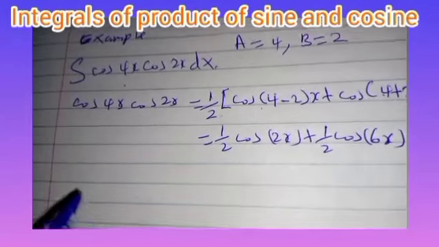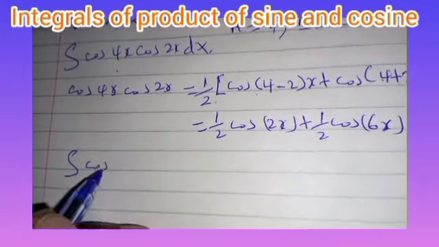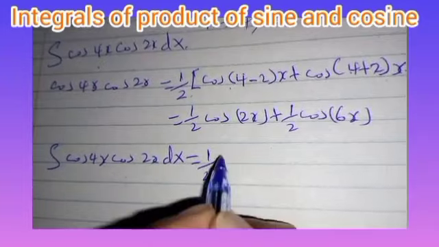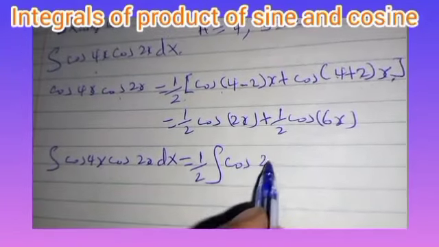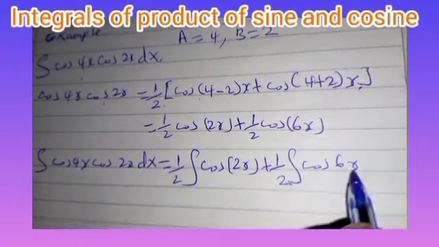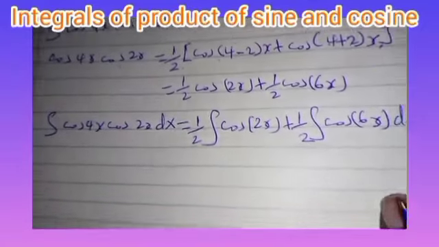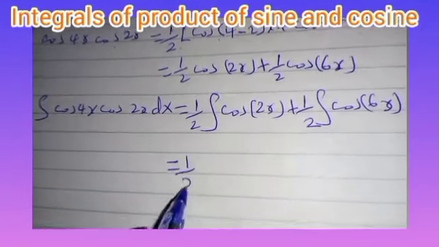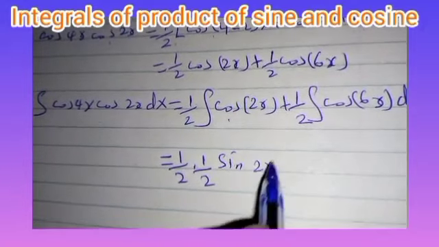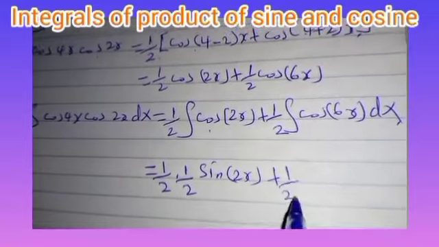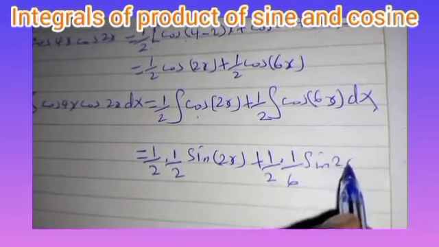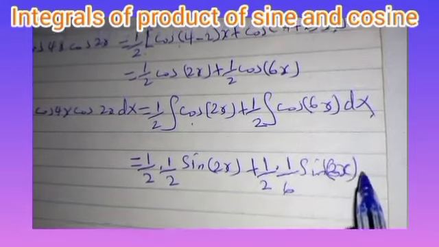So now the next step is integral of cos of 4x multiplied by cos of 2x dx is given by half. We substitute this with this part here, cos of 2x plus half integral cos of 6x dx, which is equal to half multiplying by 1 over 2. The integral of cos is sine, then you write what is in the bracket, plus 1 over 2 multiplying by 1 over 6, this one here. Integral of cos is sine, then you write 6x plus constant c.